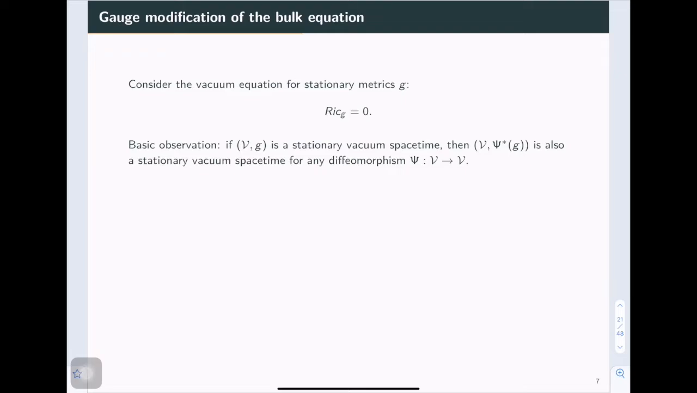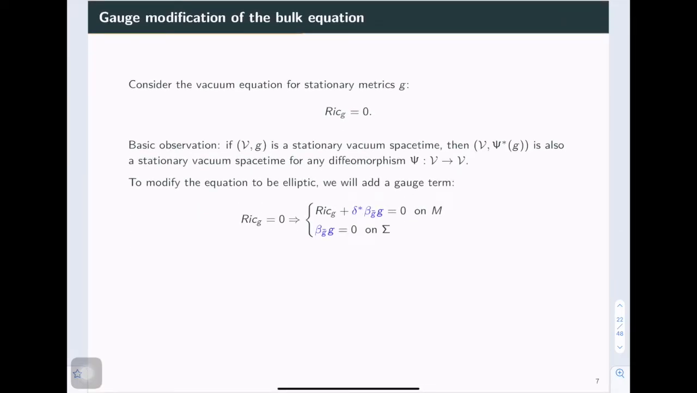One of the most important parts in the discussion of ellipticity is the gauge modification. Here, we consider the vacuum equation for stationary metrics. In fact, this is a degenerate elliptic system. A basic observation is that if (V, g) is a stationary vacuum spacetime, then we can pull back the metric using any diffeomorphism φ from V to V, and then the pullback metric will still be stationary vacuum. It means that the kernel of this equation is of infinite dimension, so it cannot be elliptic.